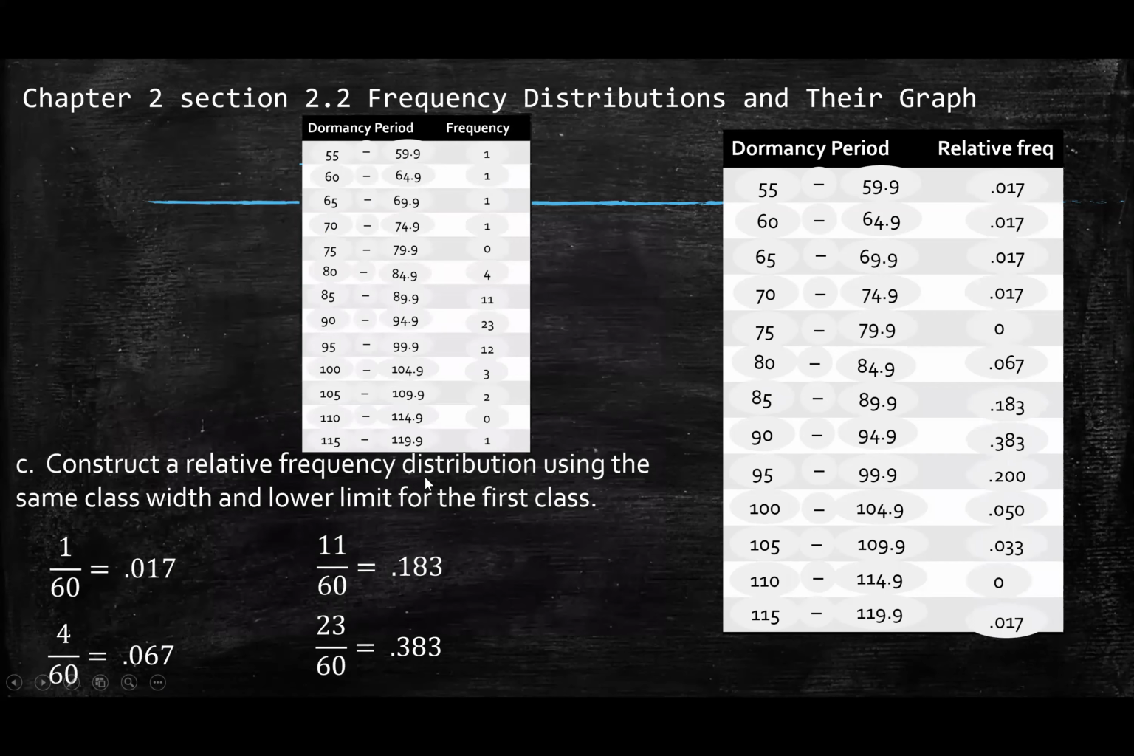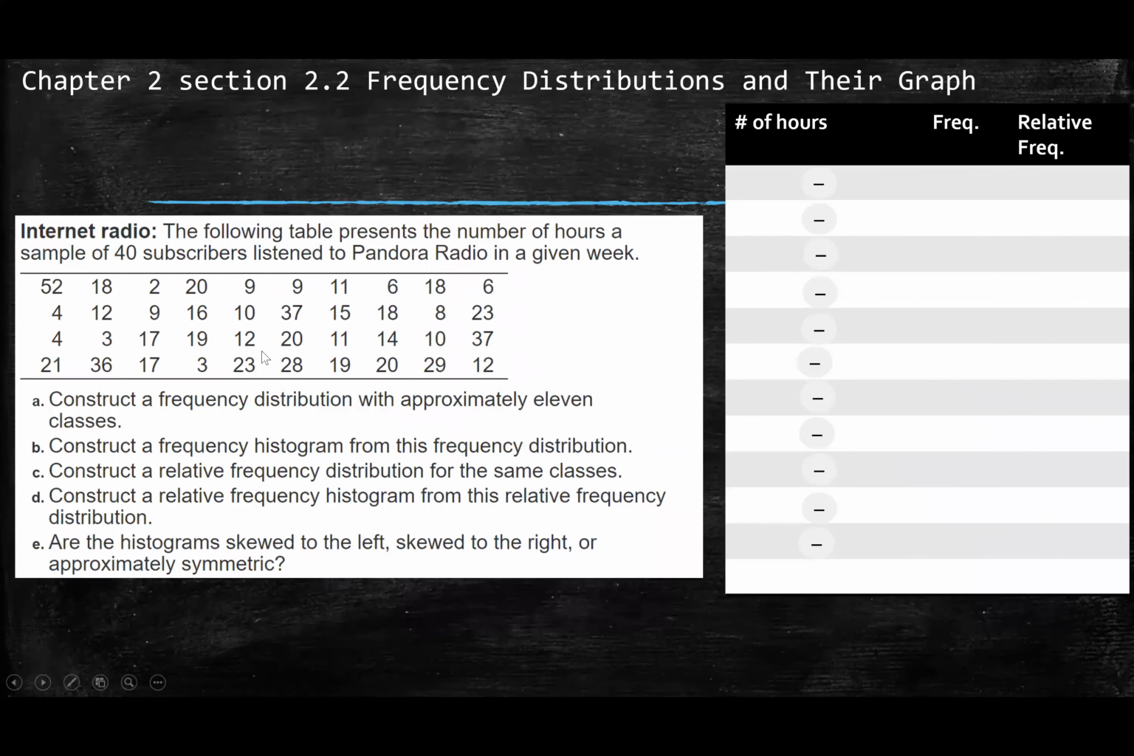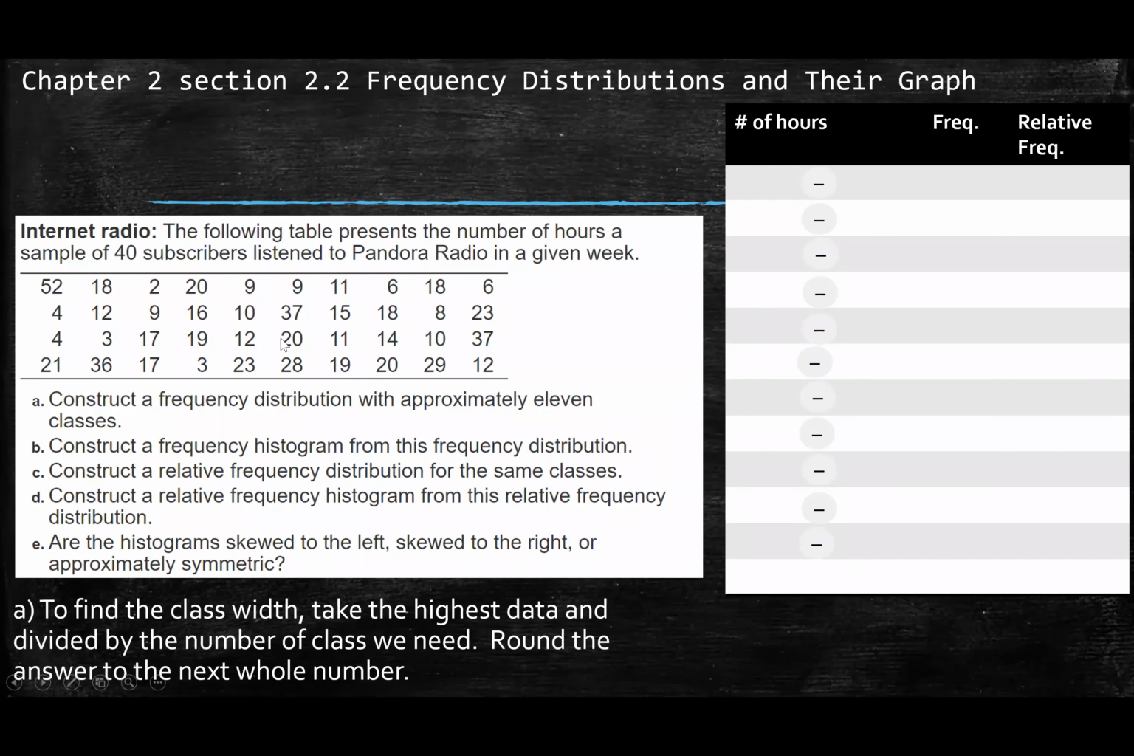For this problem that we stopped at, part A, they give us the data, but they don't tell us the class width. They ask us to come up with the class width that includes 11 classes. And last time, this is what we did. The first thing is we need to look for the highest data. In this case, our highest data is 52.